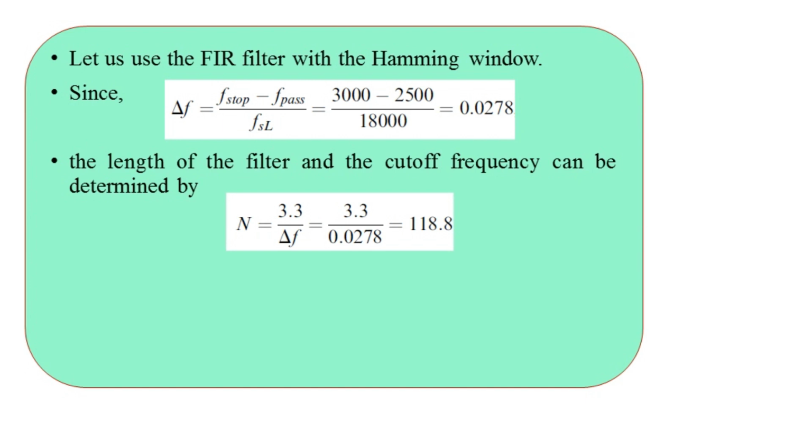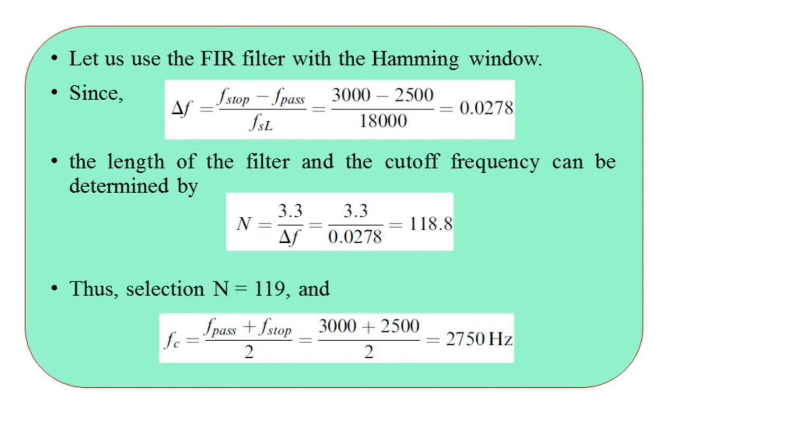And lastly, when we approximate 118.8 to the round value, that is equal to 119, at that time Fc we can determine as the F pass plus F stop, the frequency edges, divided by 2. So this is equal to 3000 plus 2500 divided by 2. This value is 2750 measured in terms of hertz here.